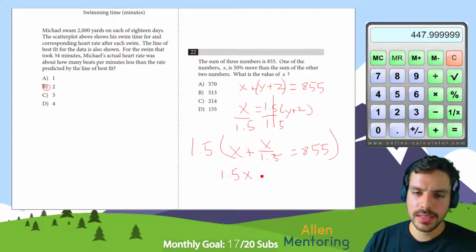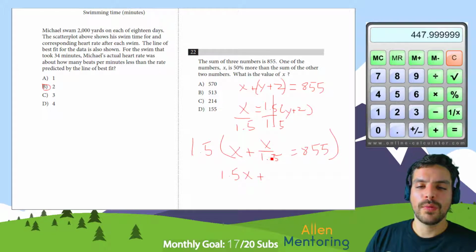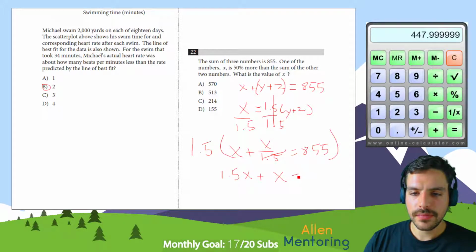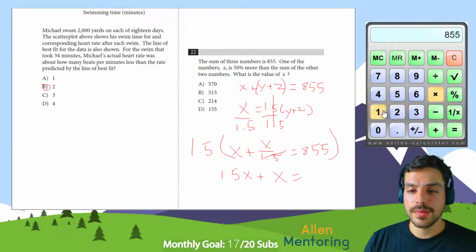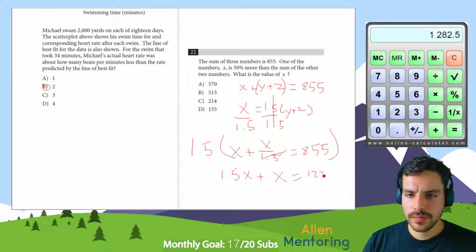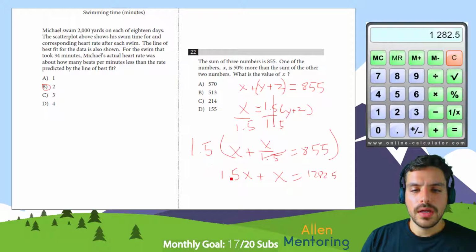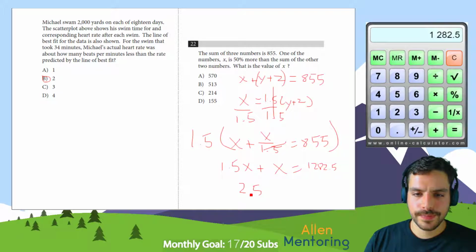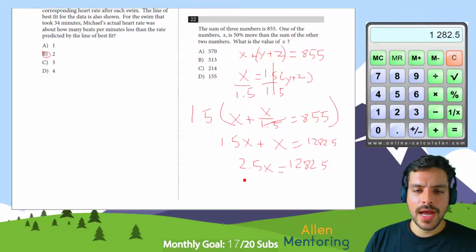So 1.5x plus, what's x over 1.5 times 1.5? This cancels out and it just becomes x. And what is 855 times 1.5? That'll be about 1282.5. And so what is 1.5x plus x? That'll be 2.5x is equal to 1282.5. And now to isolate x, we'll just divide both sides by 2.5.